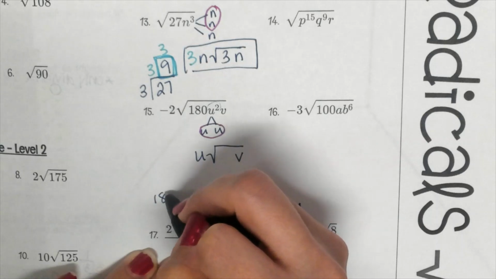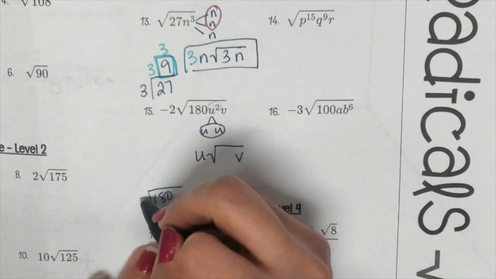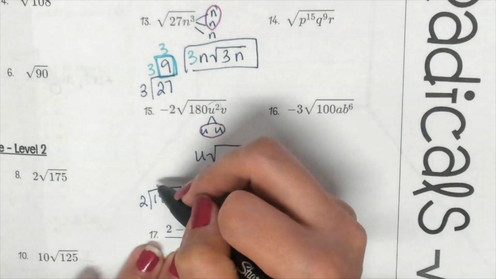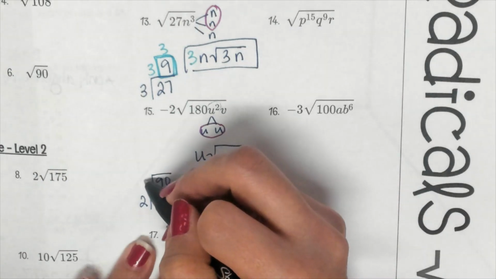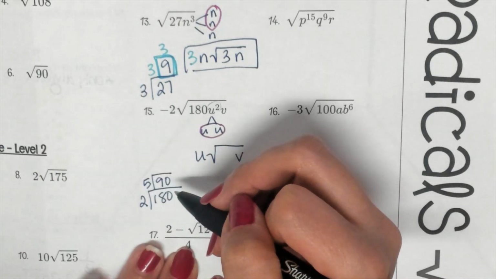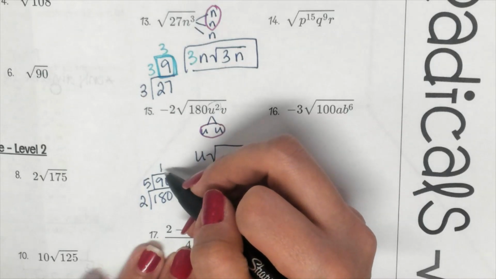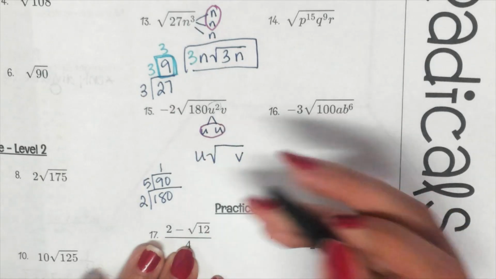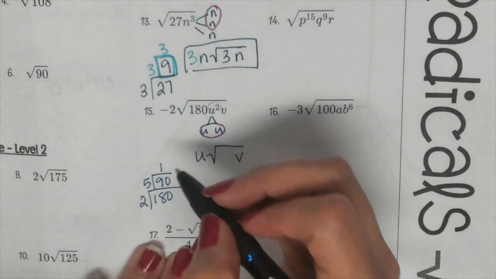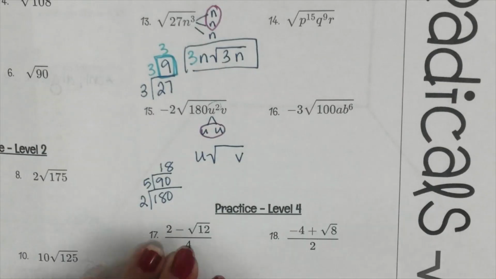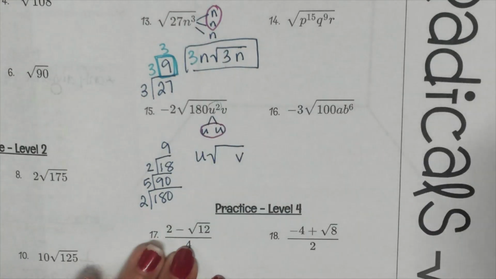And now we got to find 180. We can start with 2. 2 and 90. You can go try 5. That's 1 and 8, 18. I'm correct. 90 divided by 5. Yeah, 18. You can do 2 again. And there's 9. 9 is a perfect square. I can stop here.